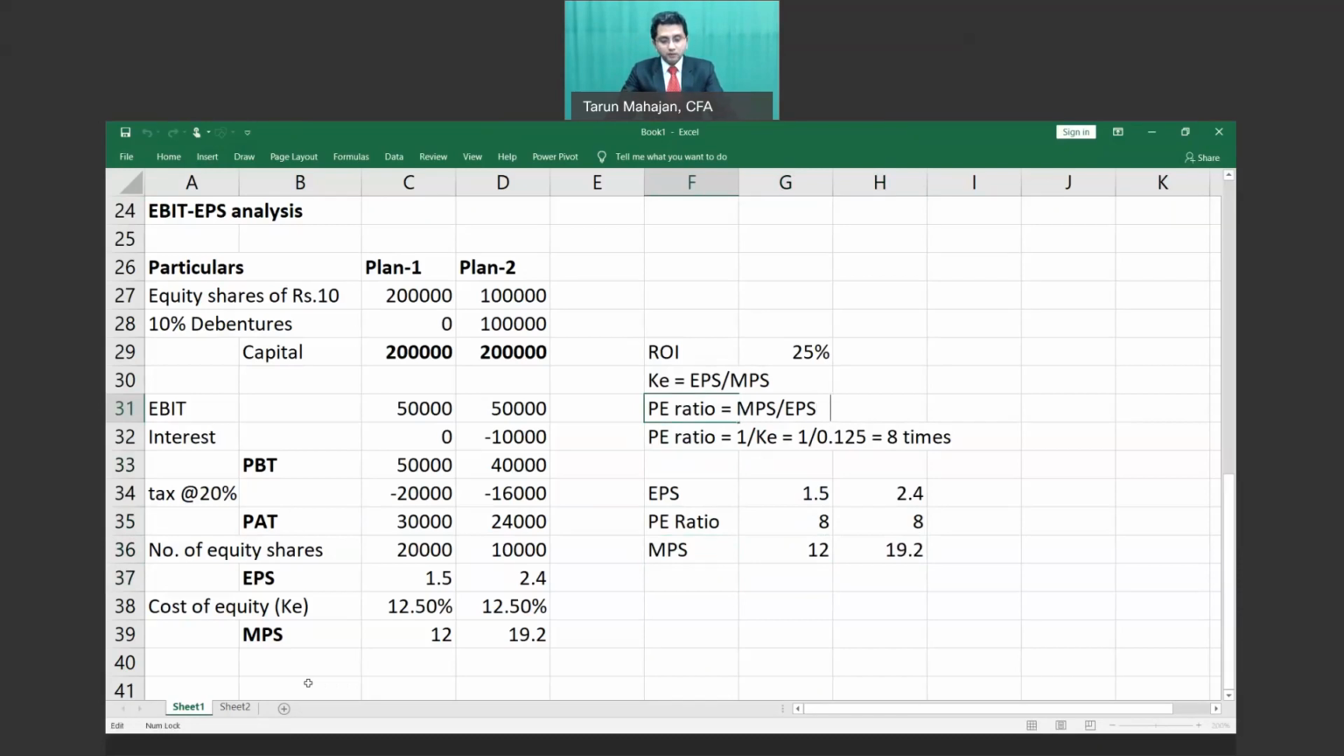This is quite obvious that P/E ratio is MPS upon EPS. It means that EPS multiplied by PE ratio will be equal to MPS. Now I'm repeating, if the question has not given you cost of equity or price earning ratio, you can assume that it will be same under both options. Hence you can take decision on the basis of EPS only. But if question gives you cost of equity or price earning ratio, then apply it and then come to MPS and then give a conclusion that plan 2 is better than plan 1.